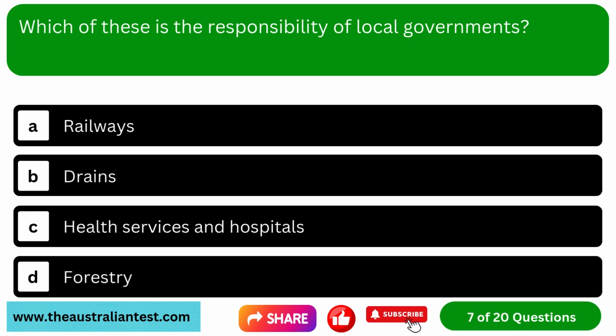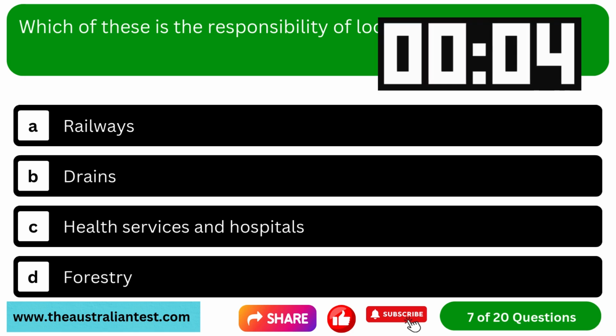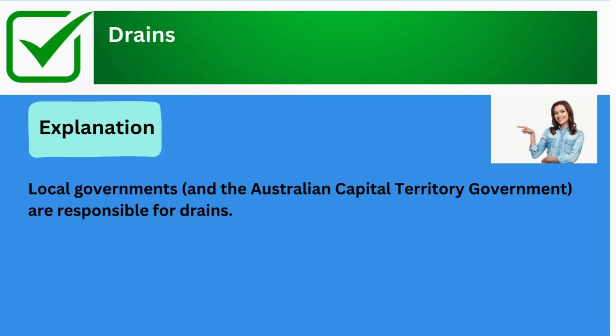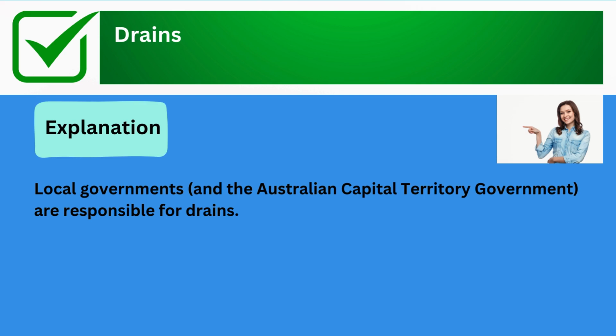Question 7. Which of these is the responsibility of local governments? Option A, railways. Option B, drains. Option C, health services and hospitals. Option D, forestry. The correct answer is drains. Explanation: local governments and the Australian Capital Territory government are responsible for drains.